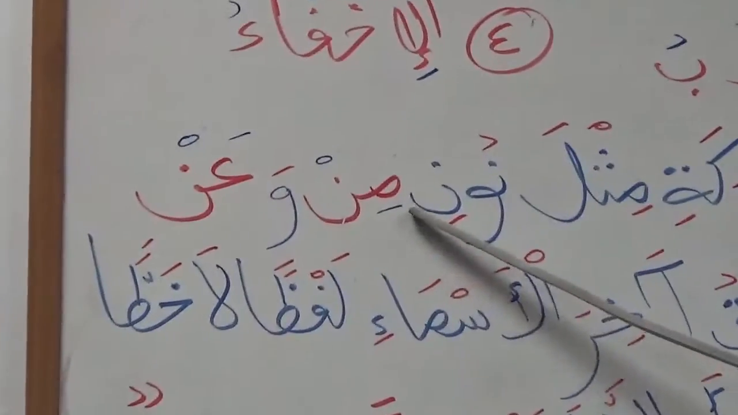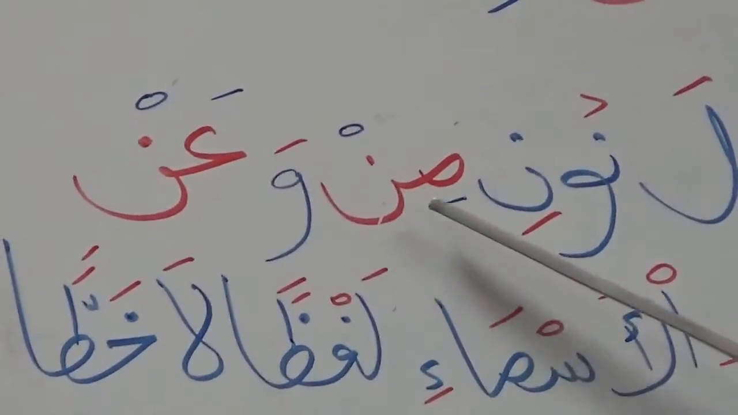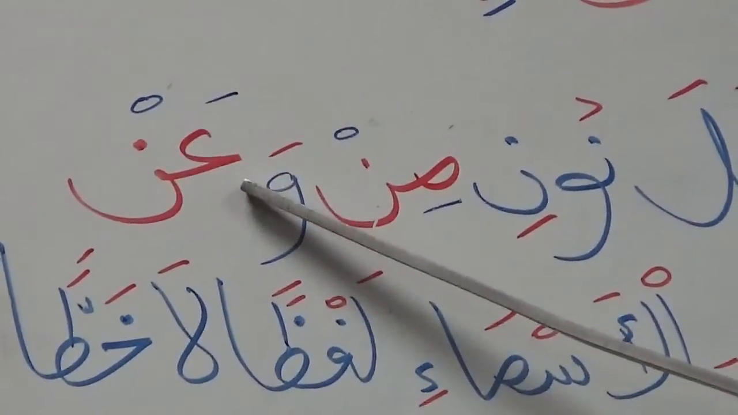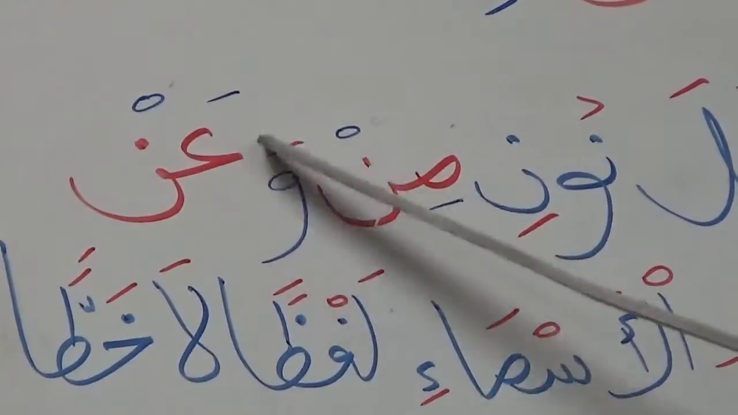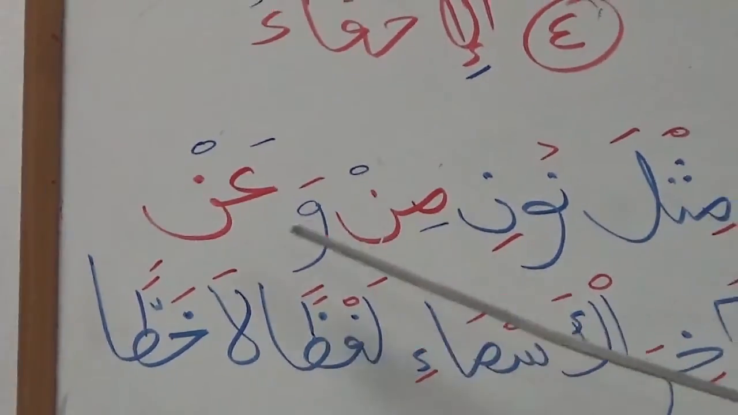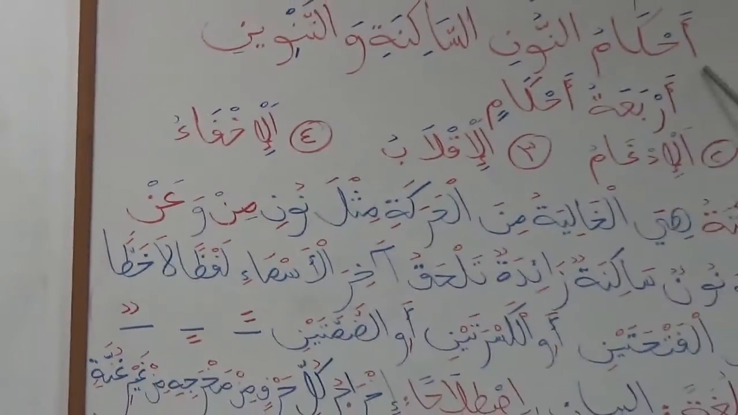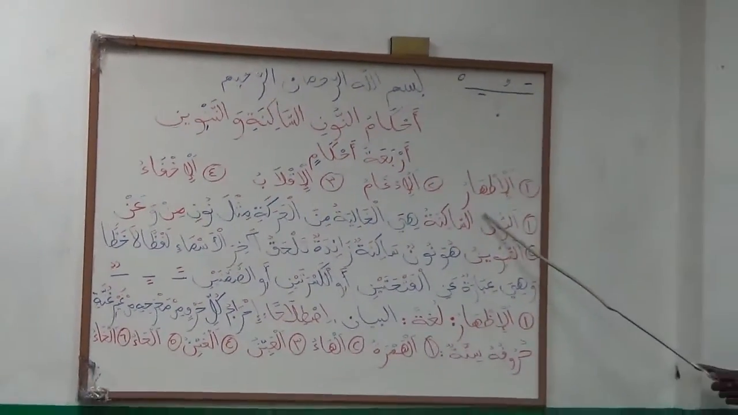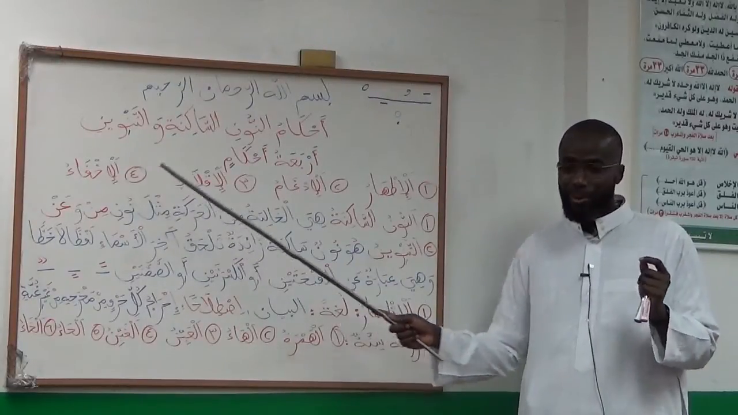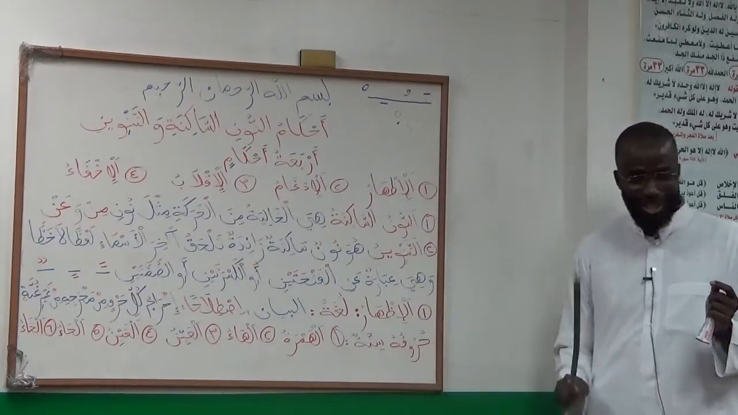So in min, we have two letters. We have a mim maksura, a mim that has a kasra, and we have a noon sakina. And here in an, we have ayin maftuha, the ayin that has a fatha, and a noon sakina. So if I were to see min and an in the Quran, I have to be careful. That's what this is implying, right? Because it can be this, it can be that, and it can be that. And how do I know which one it is? Knowing the rules, exactly, right?